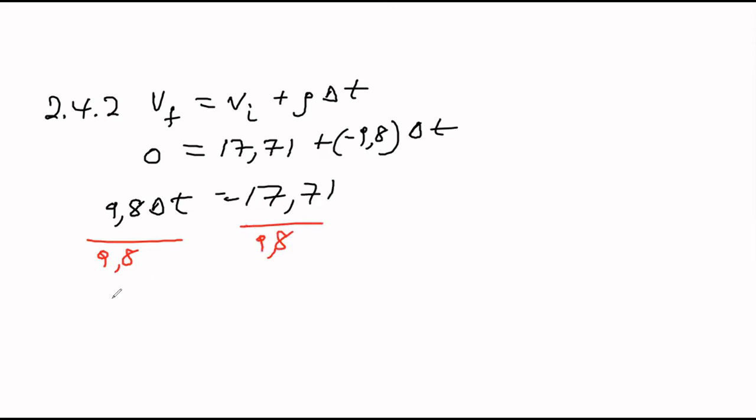Okay, so what is delta T? Delta T is 17,71 divided by 9,8, which is the same as 1,81 seconds. Okay, that is 2.4.2. Let's go to 2.5. After the second bounce, calculate the velocity of the ball when it leaves the ground.